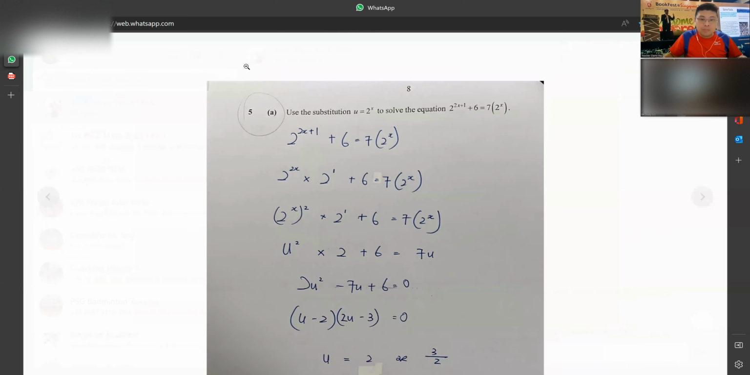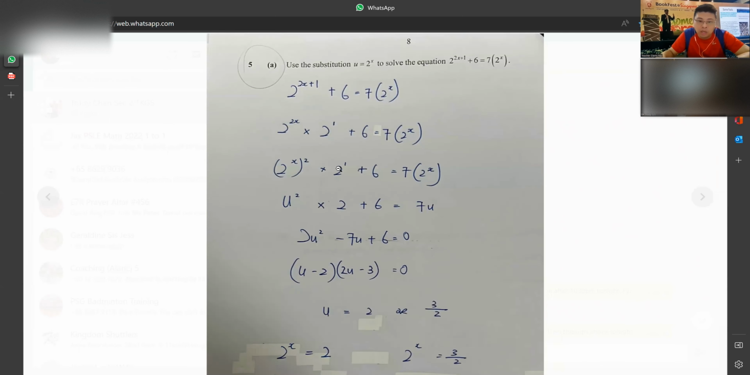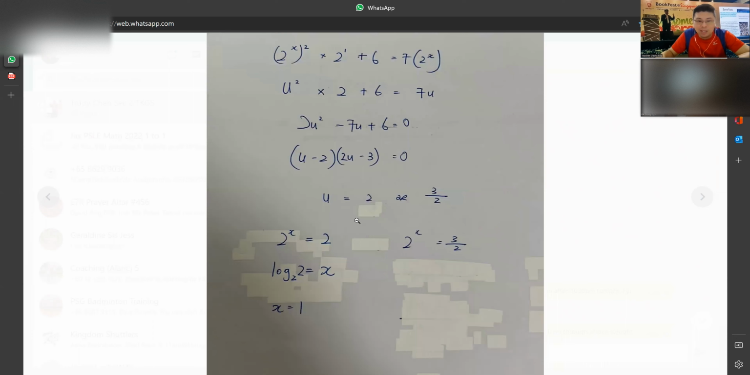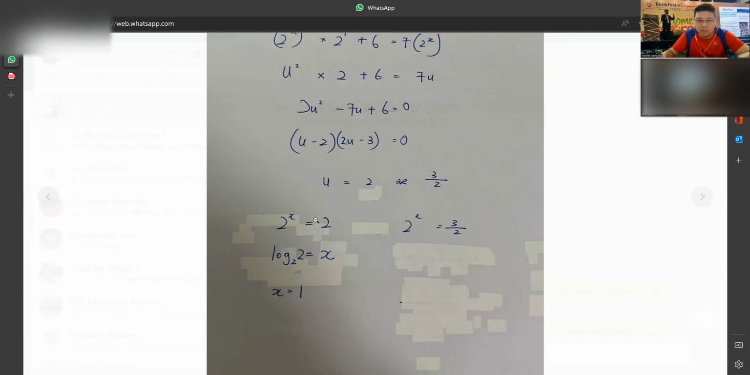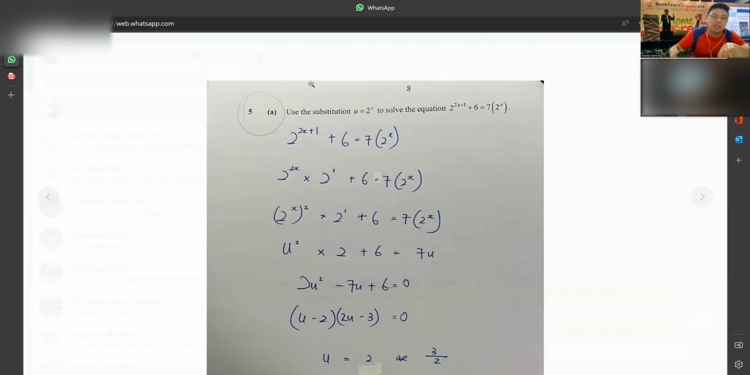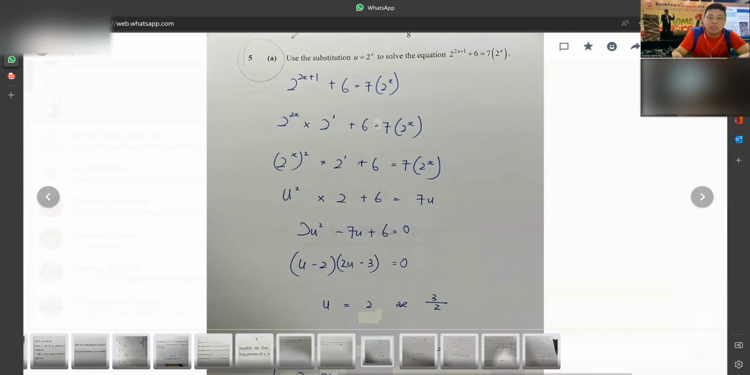This one: use the substitution u equal to 2 power x to solve. Here is correct, all the way until here, but here you got a problem and couldn't find the answer already. I'm going to do it from scratch again.